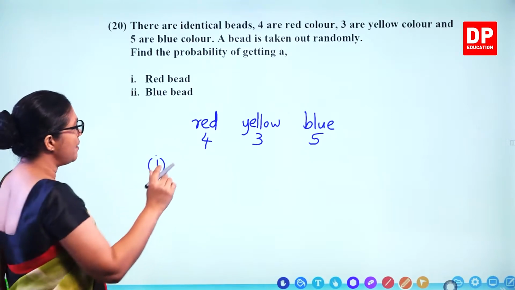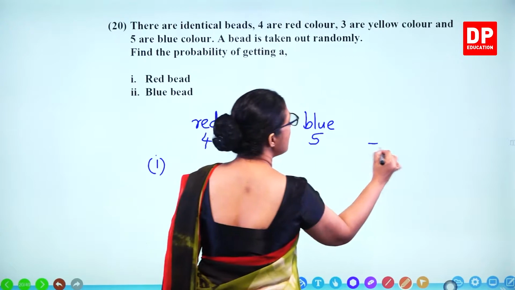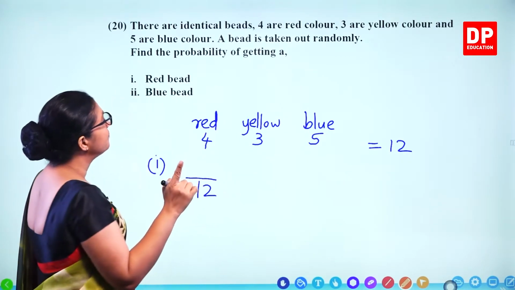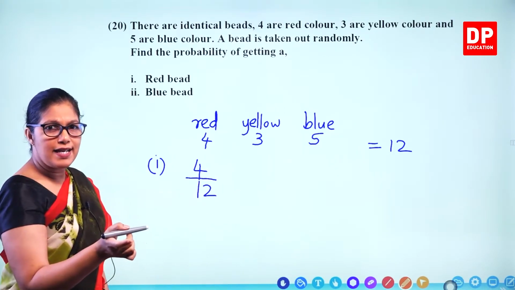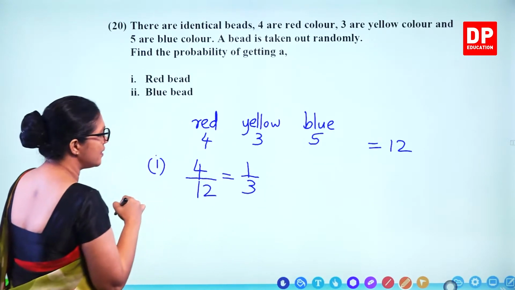How do you get a red bead? Altogether, 5 plus 3 is 8, 8 plus 4 is 12 beads. Out of 12, how many reds are there? 4. So the probability of getting red is 4 over 12. Divide by 4, you get 1/3.